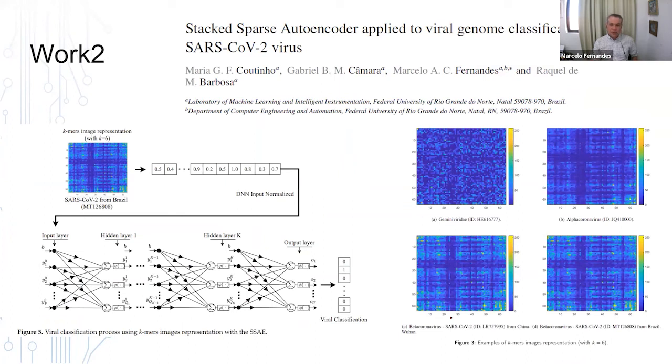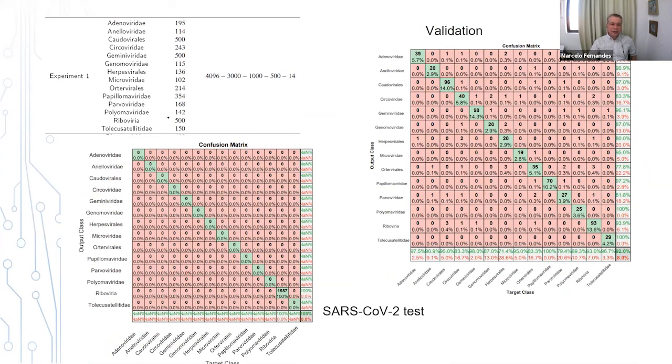This is a second work that we have been making. In this case, we are using the image representation for each virus, and we are using deep learning, but in this case a sparse stacked autoencoder, with 4 layers, I think. In this case, we are classifying all the families of the virus. We don't use SARS-CoV-2 here. SARS-CoV-2 is in the Riboviria realm, and here are the other sequences.